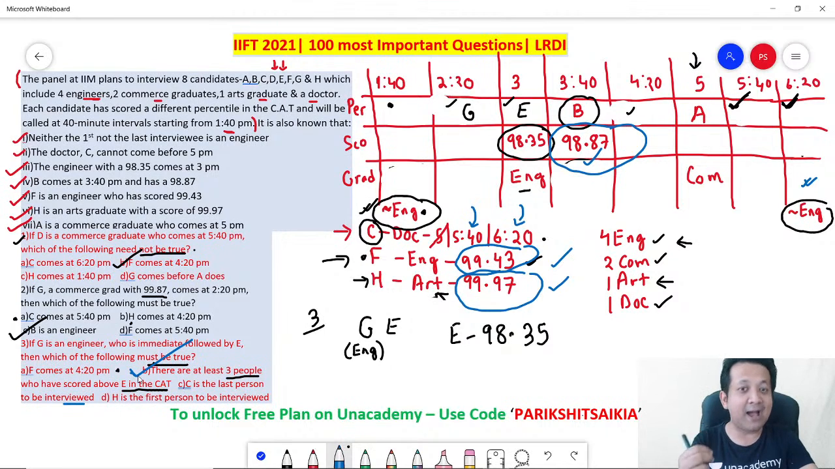So keep preparing. IIFT just 2 weeks away, a Sunday today and just one more Sunday in between, and then you have the IIFT, right? So keep preparing, and remember, hard work always pays.